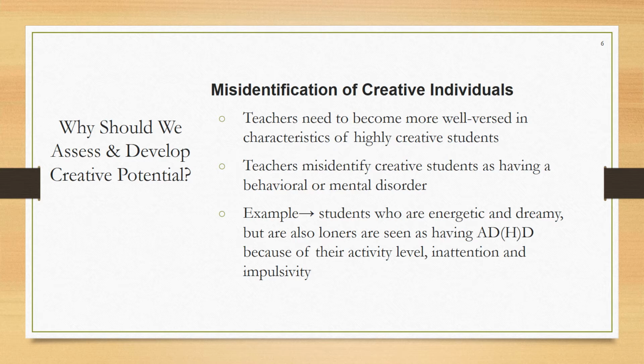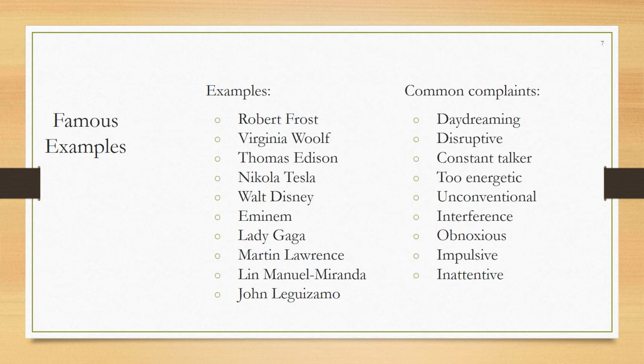So, for example, if you have students who are energetic and dreamy, but are also loners, sometimes they're seen as having ADD or ADHD because of their activity level, attention, and impulsivity. Some famous examples of individuals that you might recognize went on to become extremely creative and successful are on the left, and some of the common complaints that teachers said they were guilty of are on the right. Daydreaming, disruptive, constant talker, too energetic, unconventional.